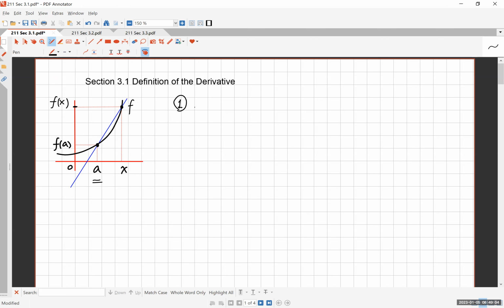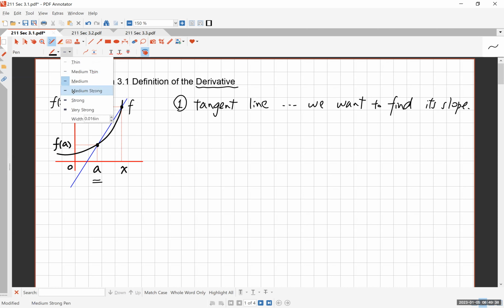The first thing I want to mention is the idea of the tangent line. Now, what you are seeing here, the blue line, is not the tangent line, obviously. As I mentioned back in chapter 2, the idea of the derivative has to do with the slope of this line. We want to find not the blue line, but the tangent line, its slope, the slope of the tangent line. Okay, the question is how do you do that?